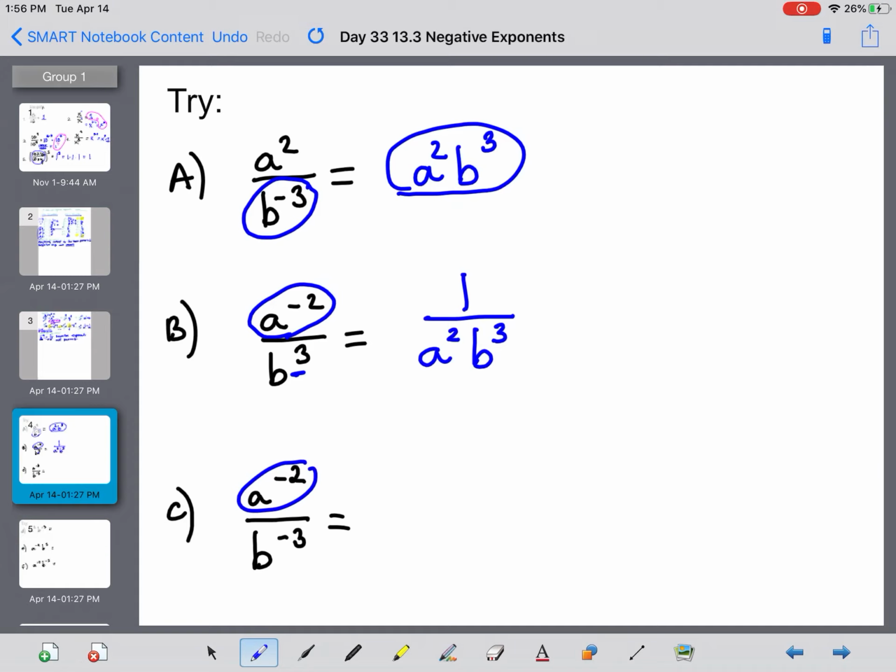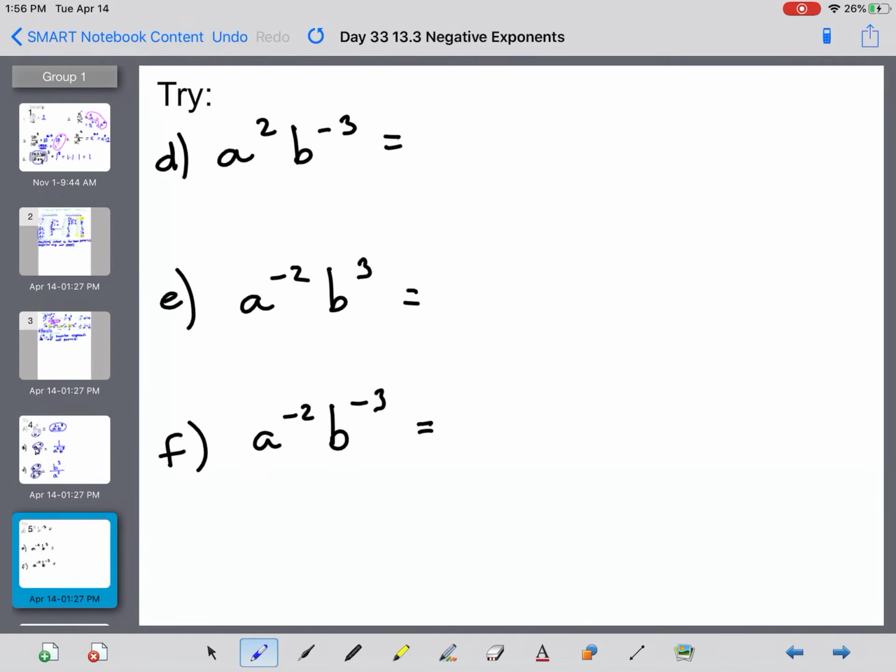And then for c, notice both of these have a negative exponent. That means both of them are going to move. B to the negative third becomes b to the positive third power up in the numerator, and a to the negative second becomes a to the positive second down in the denominator.